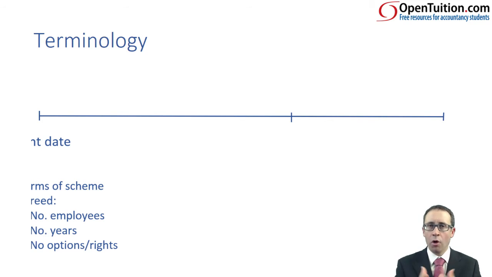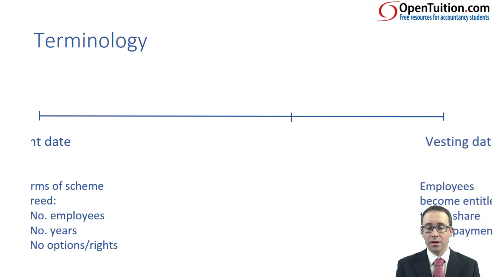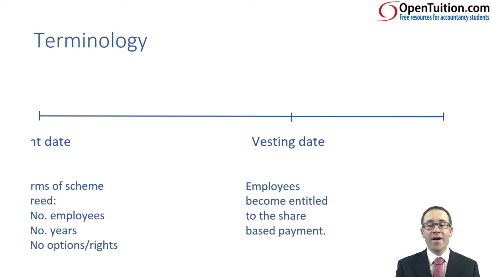And we look at how many options or rights they get per employee. Okay, it's going to be more than one. It could be a couple of hundred, could be a couple of thousand. You just need to follow the information given in the question. But that's everything that we know today at the grant date. We also have the vesting date. Now, the vesting date looks at the number of years from the grant date and looks at when the employee is entitled to the share-based payment. So when you're entitled to the share option or you are entitled to the cash.